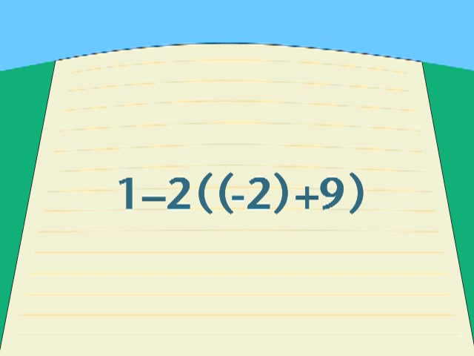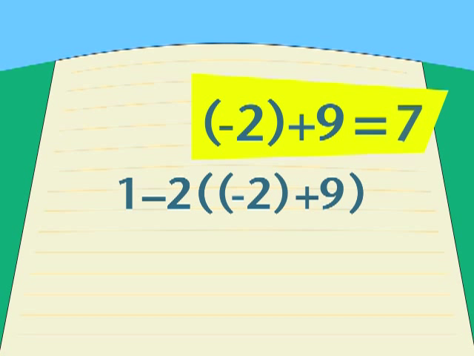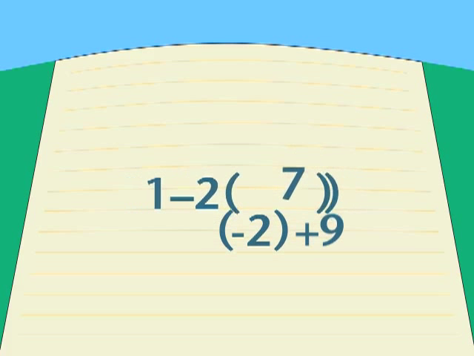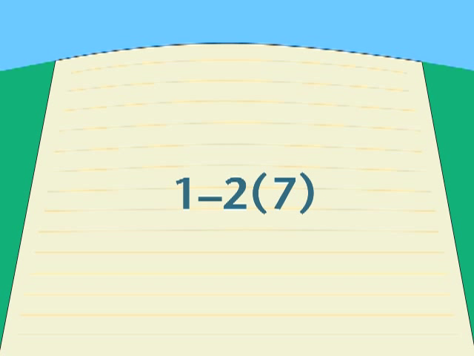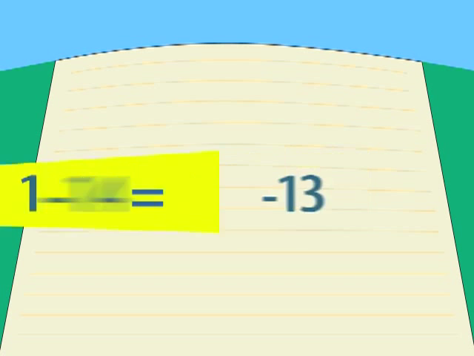And we're ready to finish up inside the outermost bracket. -2 plus 9 is 7. Where do we go from there? Once again, we multiply first, before we subtract, and then the subtraction gives us our final answer, negative 13.